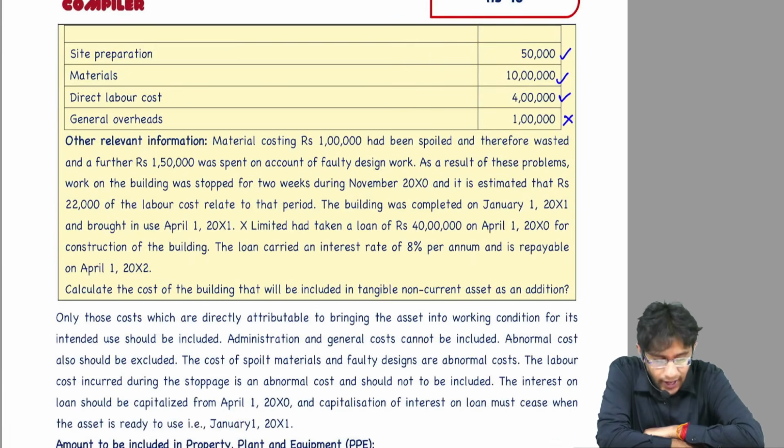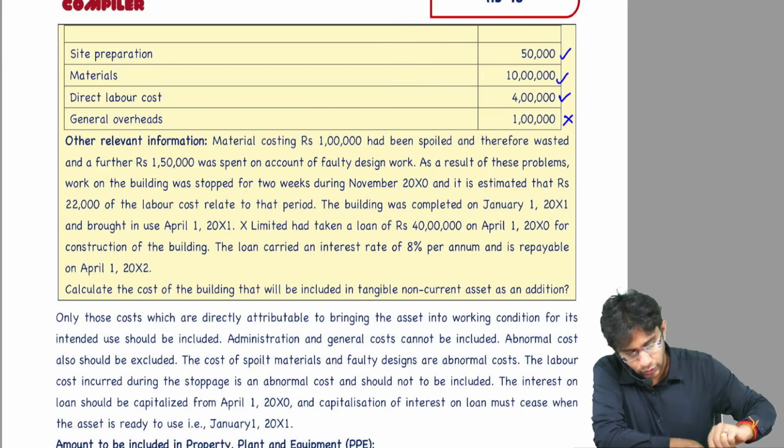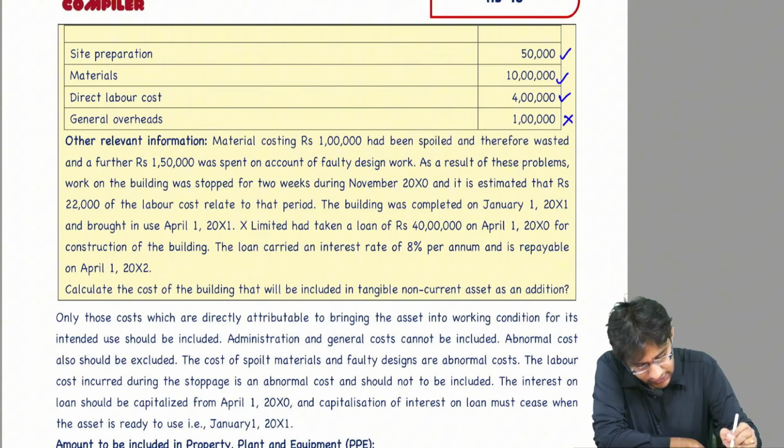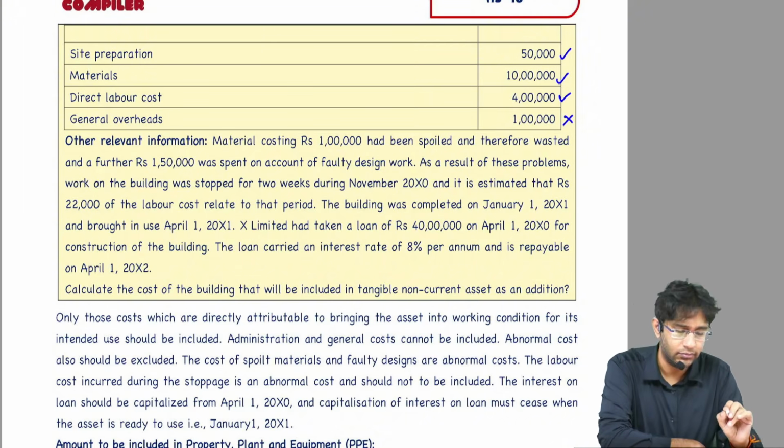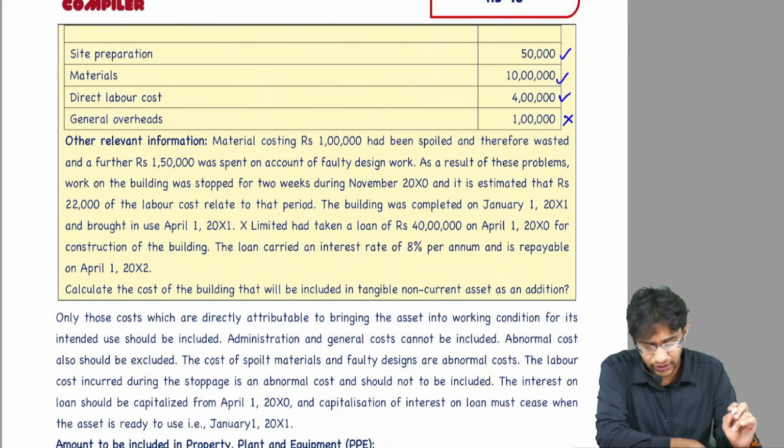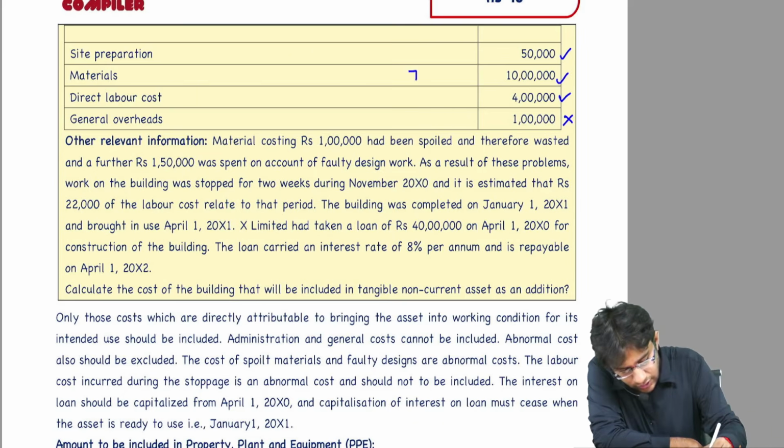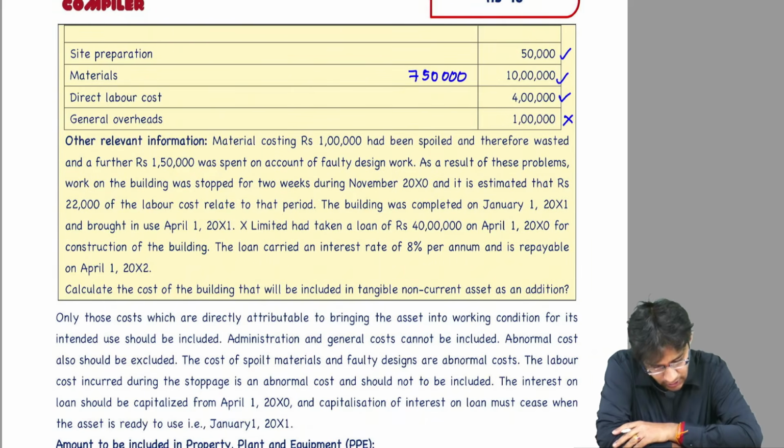Material costing 1 lakh had been spoiled and therefore wasted, and another 1,50,000 was spent on account of a faulty design work. So out of your total material cost, which is 10 lakhs, 1 lakh and 1 lakh 50 both cannot be capitalized. One is wasted, another 1 lakh 50,000 is abnormal loss. Total 2 lakh 50,000 loss. So here you can capitalize only 7 lakh 50,000 out of 10 lakhs.